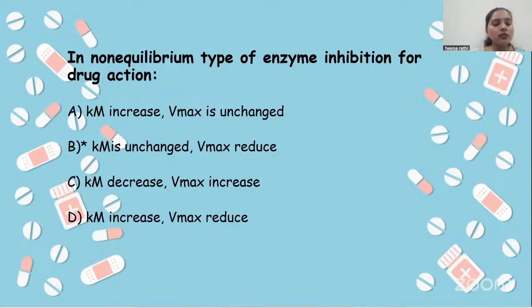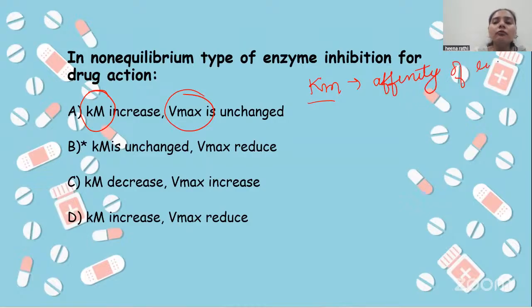The next question is: in non-equilibrium type of enzyme inhibition for drug action, what will be the effect on Km and Vmax? First we have to understand what Km is and what Vmax is. Km is the Michaelis constant. What does it mean? The Michaelis constant shows the affinity of the enzyme to the substrate.